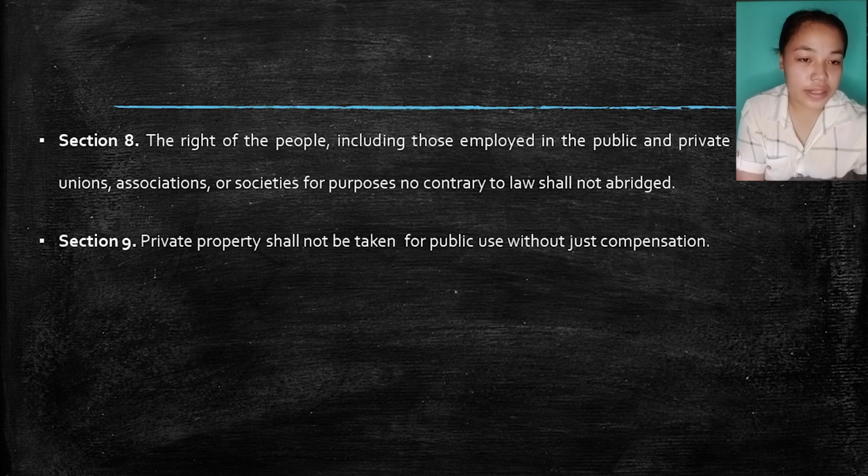Bill of Rights, Section 8. The right of the people, including those employed in the public and private sectors, to form unions, associations, or societies for purposes not contrary to law shall not be abridged.